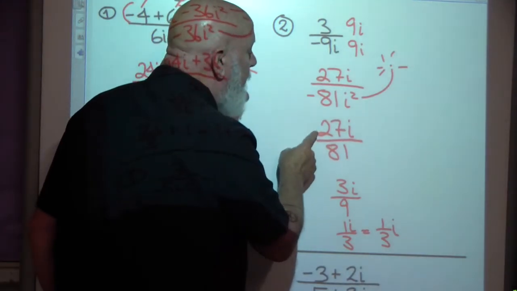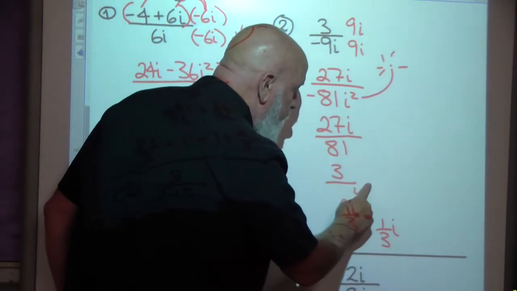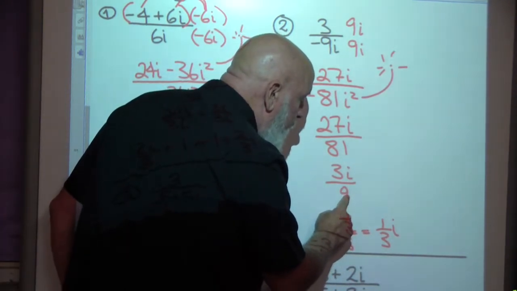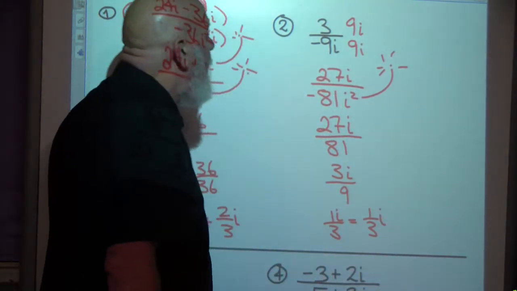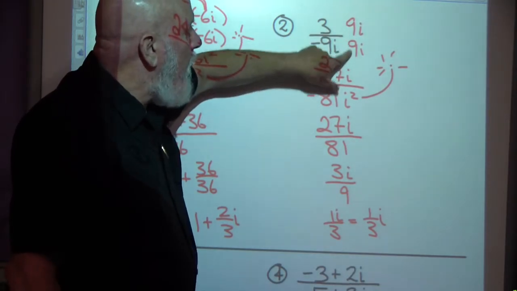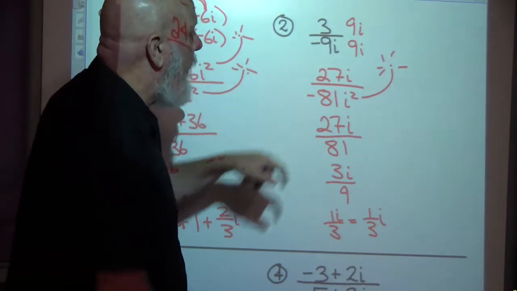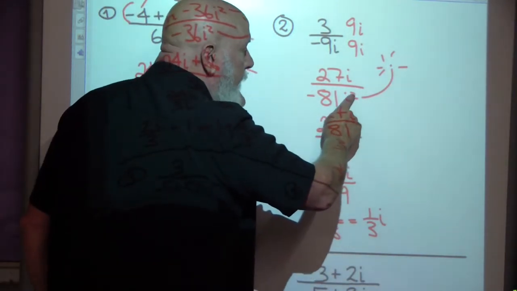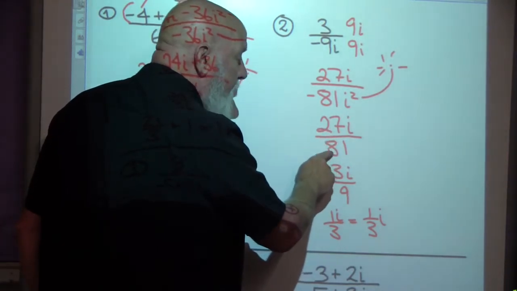Having trouble reducing my fractions in one fell swoop today. I'm getting it done, but not dividing by the greatest common factor. So let's see what I did here. I said, hey, I'm going to multiply the top and bottom by the complex conjugate. That gives me 27I over negative 81I squared. I squared is negative 1, so negative 1 times negative 81 is positive 81. These will actually both divide by 27.